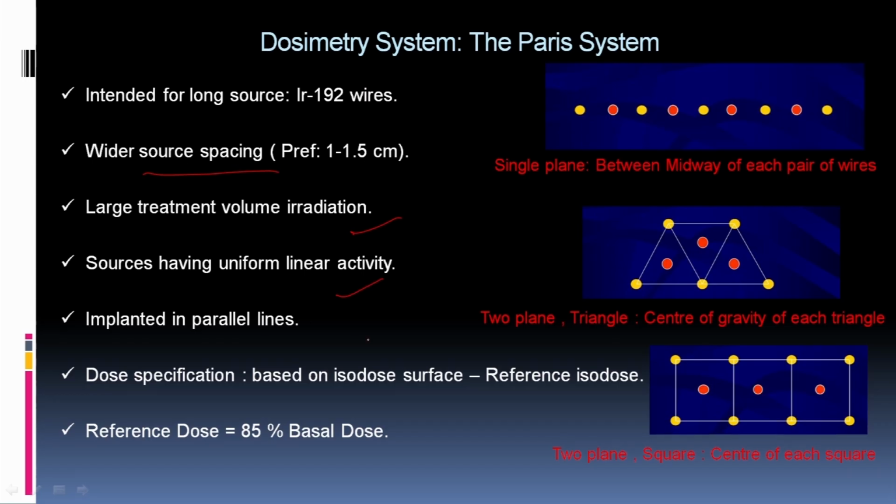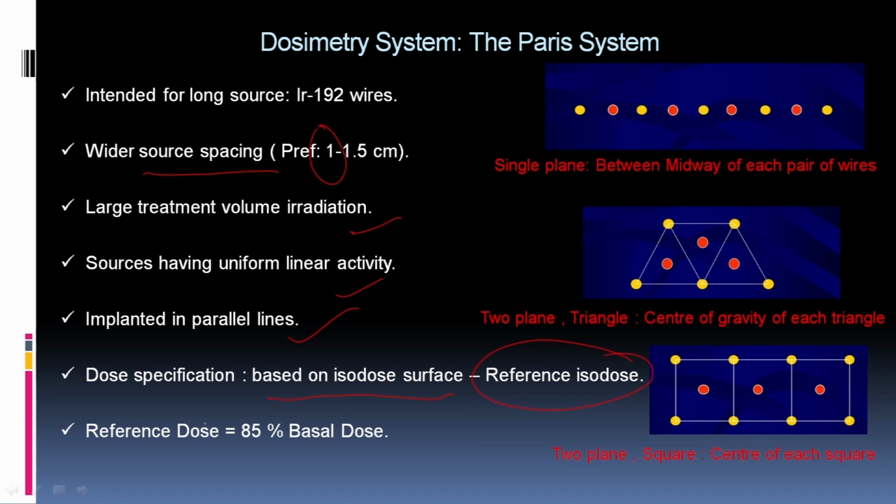We need to apply the uniform linear activity, and for each application, if we use a source spacing of 1, we need to keep this one source spacing for the whole application. We can use 1.5 for a different patient, and these linear sources are implanted in parallel lines. And for dose specification, this is the first system where dose is specified based on isodose surface. They are based on isodose surface, and which isodose surface? This dose is specified on the isodose surface of reference dose.